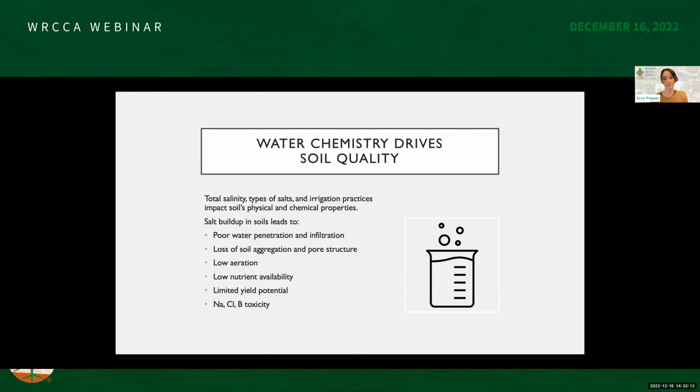So this water chemistry drives soil salinity. Over time, when we fertilize and irrigate, even if we have pretty decent water quality, especially in our arid environment, those salts are going to build up, and we've got to take steps to make sure we're leaching them down and preventing the soil from degrading to the point where it can't support our crops.